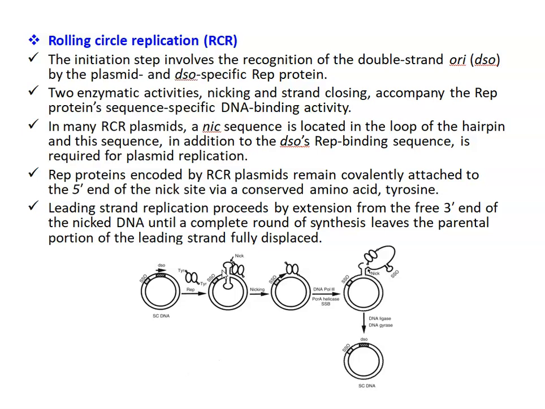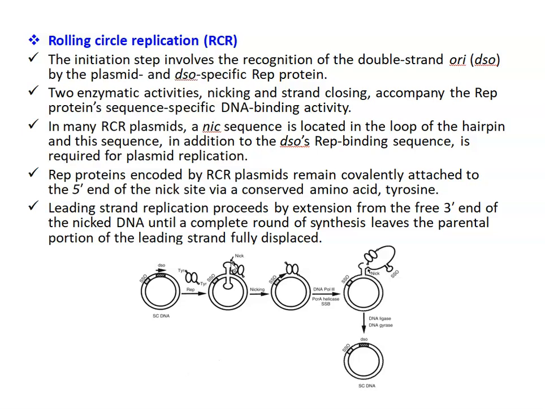In many RCR, rolling circle replication plasmids, a nick sequence is located at the loop of the hairpin. Just look at this part. This is the hairpin loop, and here the nick is produced. In addition to the DSO, a rep binding sequence is required for plasmid replication. Reps are highly conserved among this family of plasmids, and sequence comparisons of reps and DSOs suggest that hundreds of RCR plasmids may belong to only a few families.